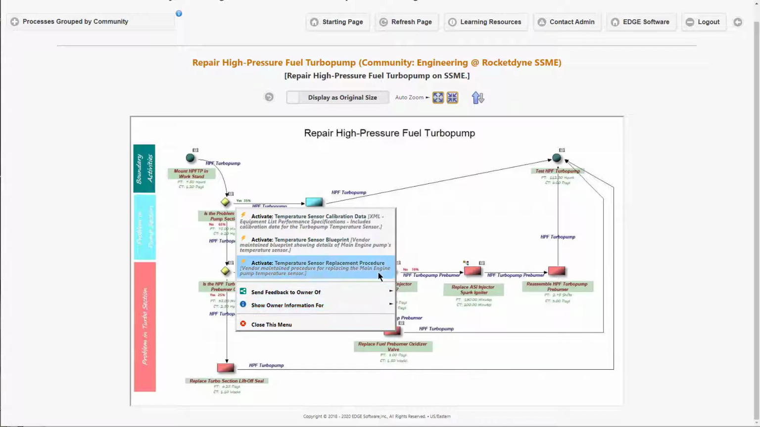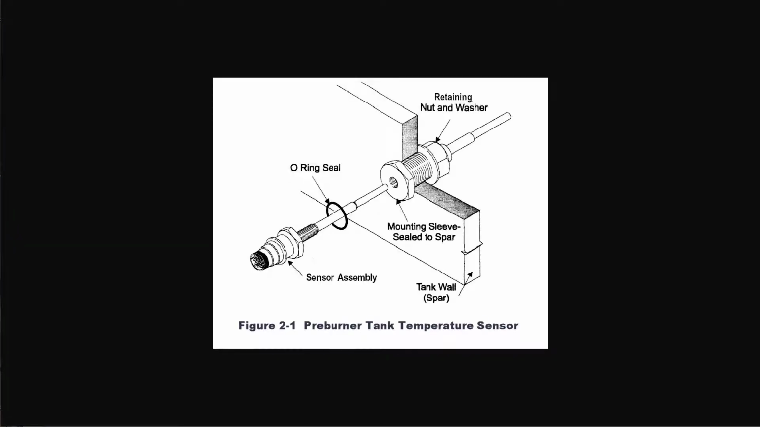This activates a pop-up list of, in this case, 3 knowledge objects that were anticipated by the process owner to be helpful to us. The process owner was right. We need to see the temperature sensor blueprint so that we can remove and replace a defective sensor. We click in the list on that knowledge object, and a second browser tab opens where we see the blueprint. This is very helpful for us because it shows us exactly what we need to know to perform the activity.